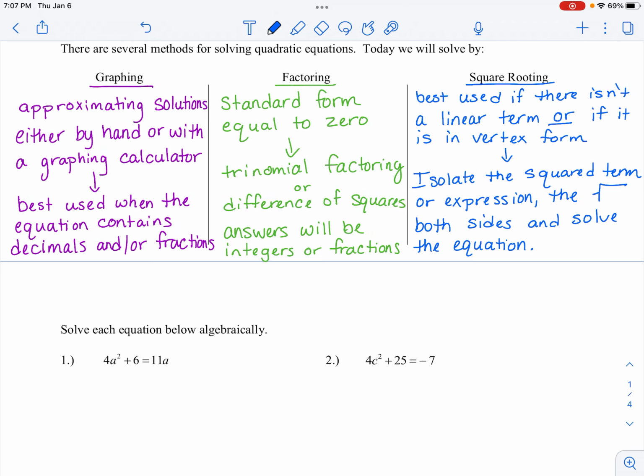Okay, we may have answers that are whole numbers or integers or fractions. There may be square roots. There could even be imaginary numbers involved. So we're going to write that these could be real or complex numbers when we're done with them. All right, so pretty much anything's possible when it's solved by square rooting. All right, so those are the different methods. In the next video, we'll start talking about how to actually solve using these methods.